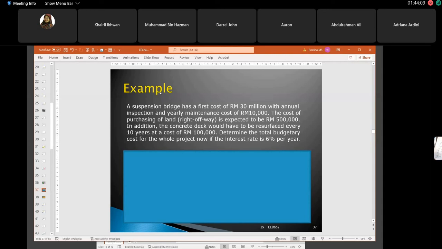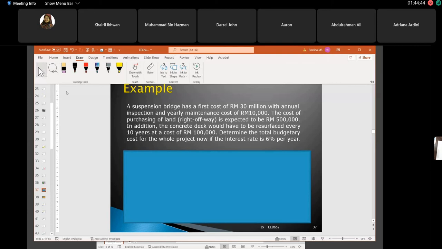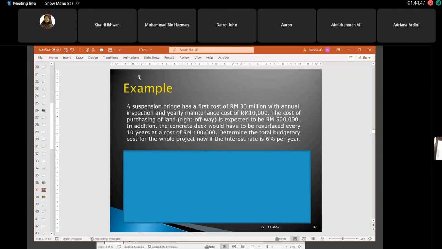Sorry, I didn't print it. Sorry. To get the cash flow diagram, how are you going to draw?